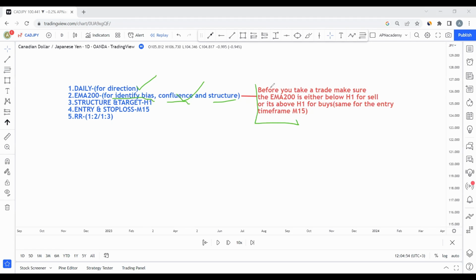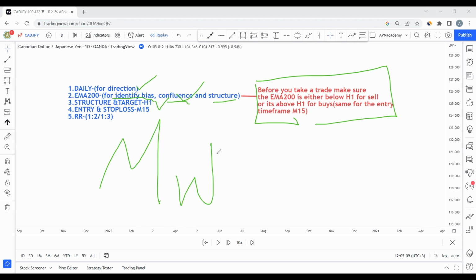So how are we going to be using it? I've put it here, so make sure you read this as I'm explaining it to you. Before you take a trade, make sure that the EMA is either below or above the H1, because we have said H1 is going to give us the structure and the target that we're going to trade. Remember, the structure is what you're going to trade. Are you trading an M? Are you trading a W? Or are you trading an impulse? We're going to be getting all this in H1.